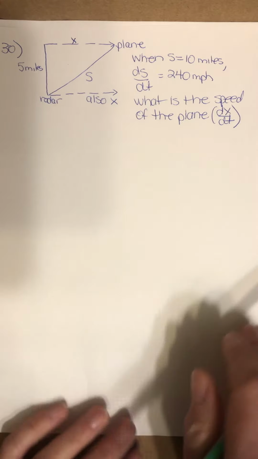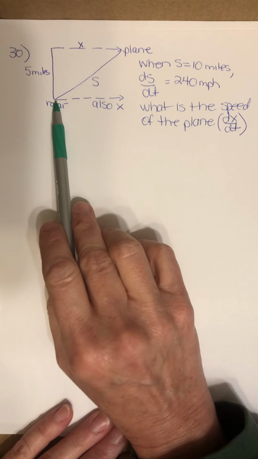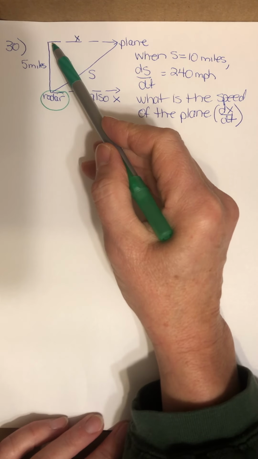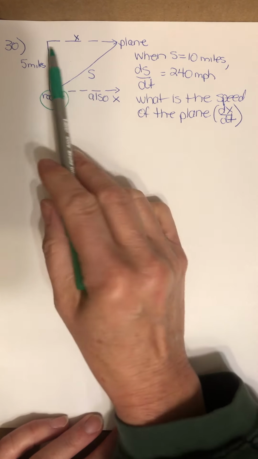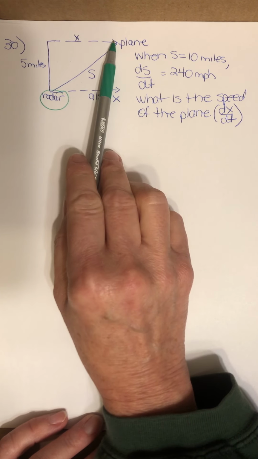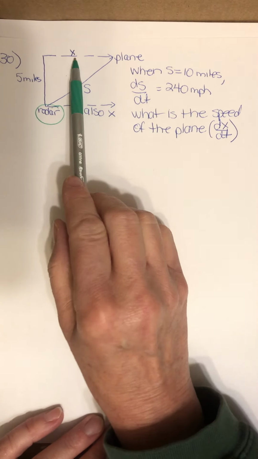Let's look at number 30. We have lots of problems with airplanes. Okay, so there is an airplane that is flying over a radar station right here. It is 5 miles up. That is its height, and it's maintaining that altitude. So it's flying along this horizontal path, which they actually labeled x in the book.